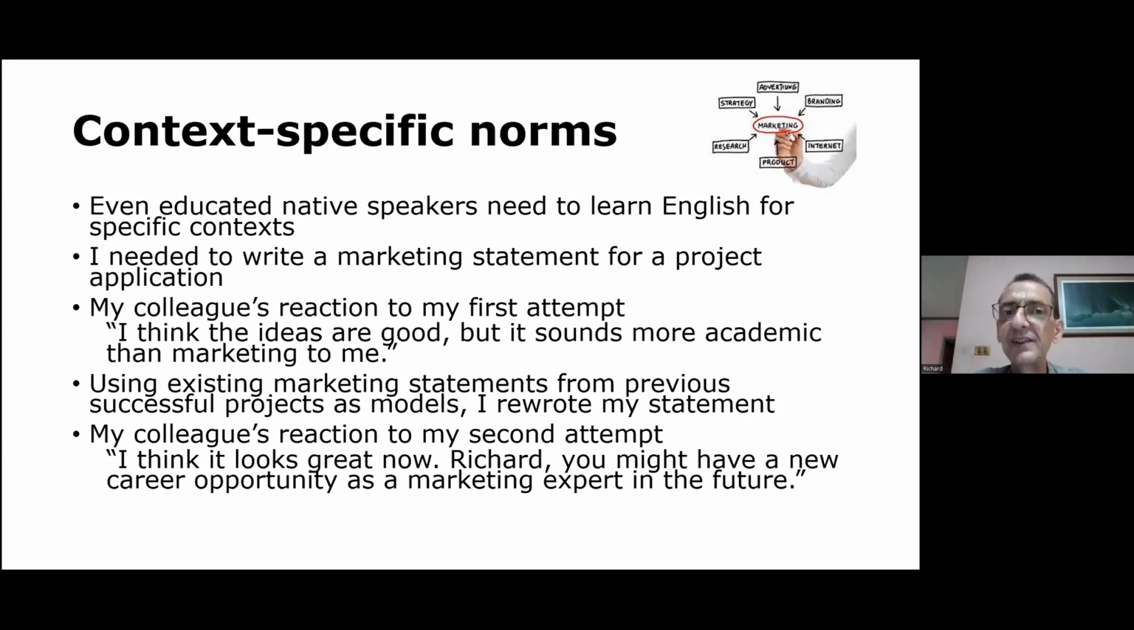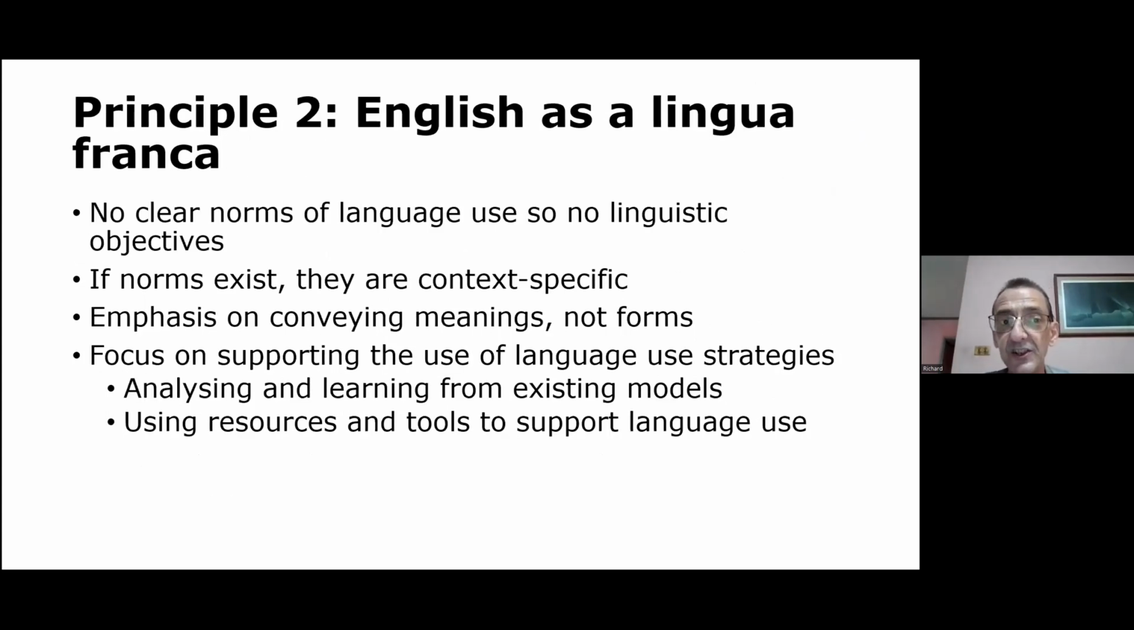This is the issue. There is no real generic English that we need to teach everyone. A lot of English use is context specific, and we change the way we use language depending on the context. So what we need to be teaching is this flexibility and this ability to use language in new contexts for new genres. And to some extent, this comes from the idea of English as a lingua franca.